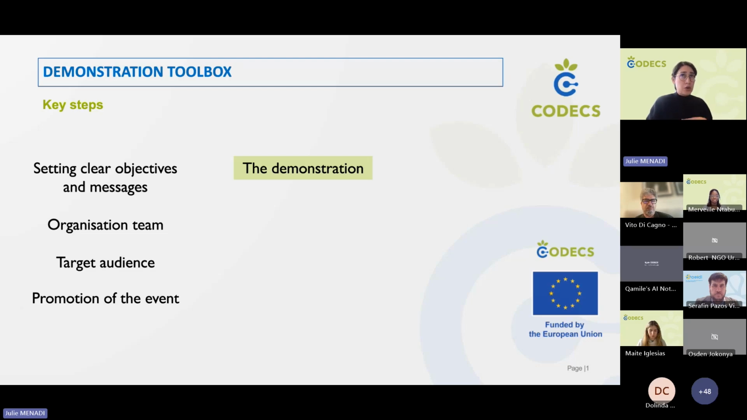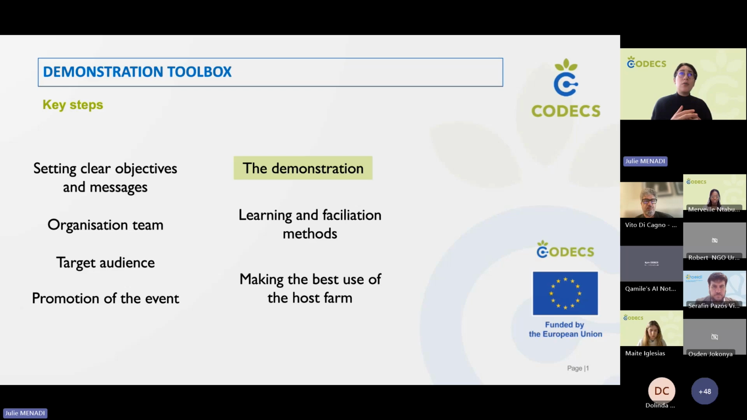When it comes to the demonstration, there's obviously showcasing the technology in itself, but around the demonstration, we in Codex also develop a list of learning and facilitation methods to build discussion around it. We also are there to make the best use of the host farm. So you'll see, setting the scene of the living lab and the demo farm around the new technology really shows how it is included in a system, and that's really key to assess the new technology.